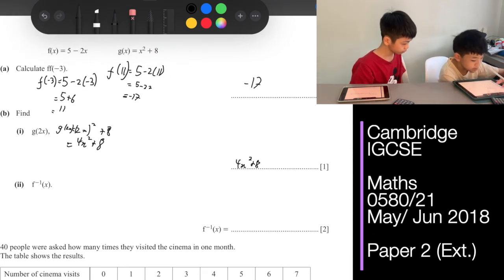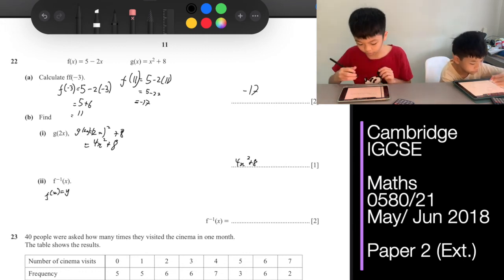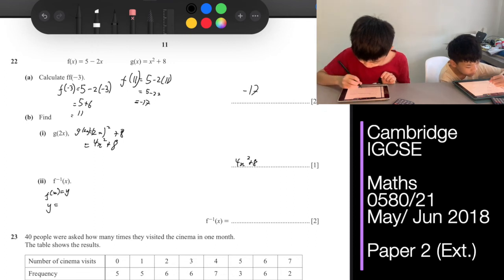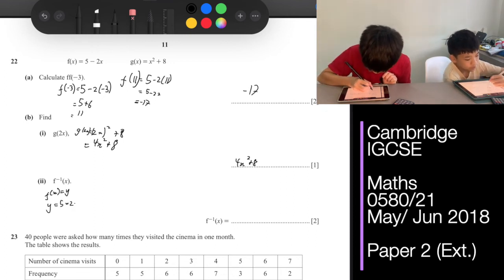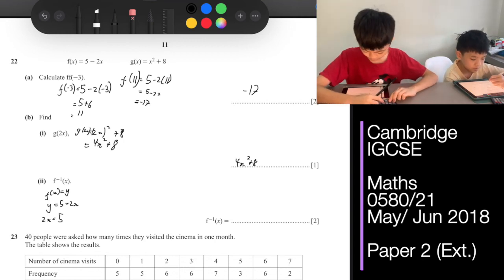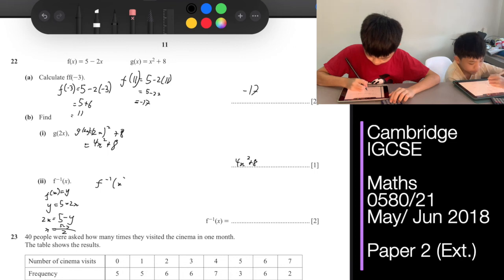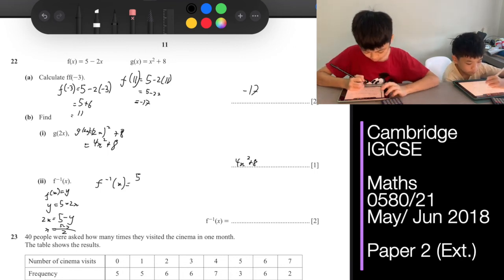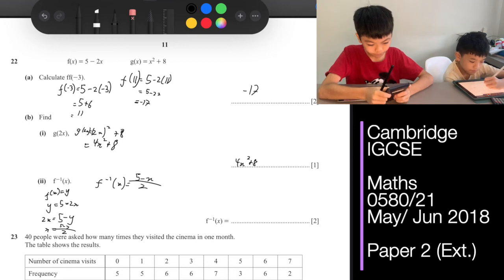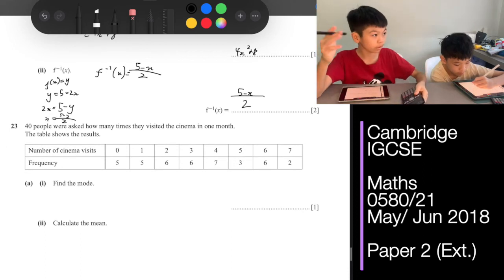For question 22b2, we need to find the inverse function of f. So f(x) is equal to y. Y equals 5 minus 2x. Then we make x the subject. 2x equals 5 minus y. X equals 5 minus y over 2. So f inverse of x is basically that, but instead y is equal to x: 5 minus x over 2.